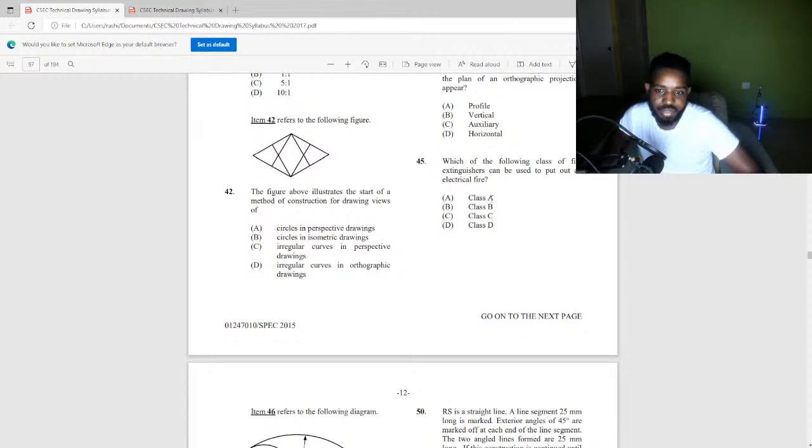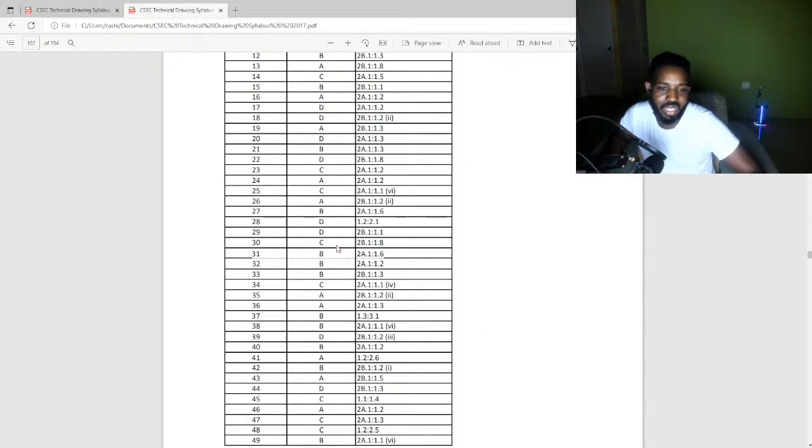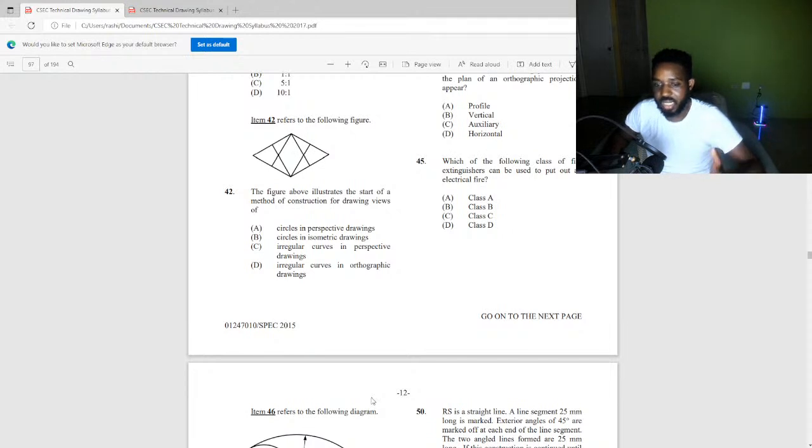A is regular fires, B is like flammable liquids, and then C is electrical fires. Number 45, yeah, it's C. Regular fires are caused by things like paper, trash, pieces of wood, those regular things. And then B is flammable liquids, so your methane, all of those things. And then C is electrical fires, and I don't remember what D is, but that's A, B, and C.